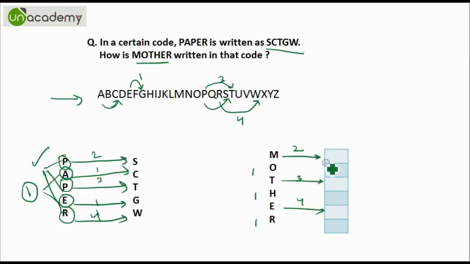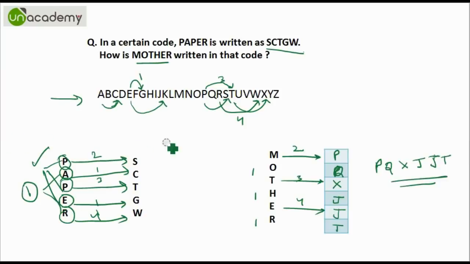So M having 2 jumps will code to P, O having 1 jump will code to Q, T having 3 jumps will code to X, H having 1 jump will code to J, E having 4 jumps will code to I, R having 1 jump will code to S. So we have our answer as P, Q, X, J, I, S.